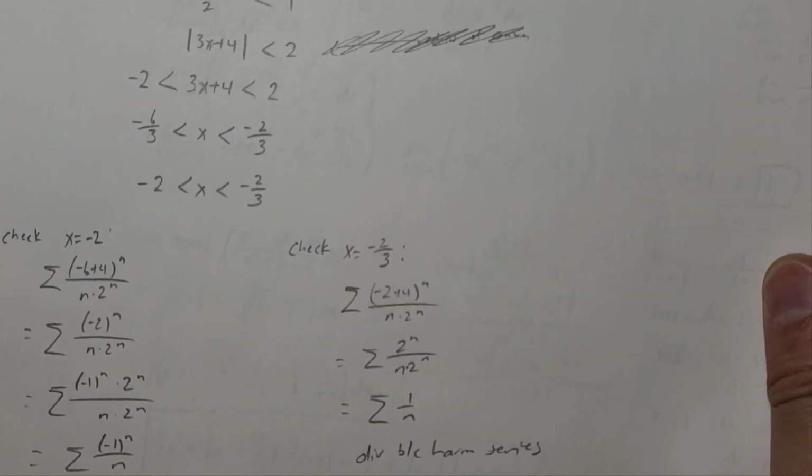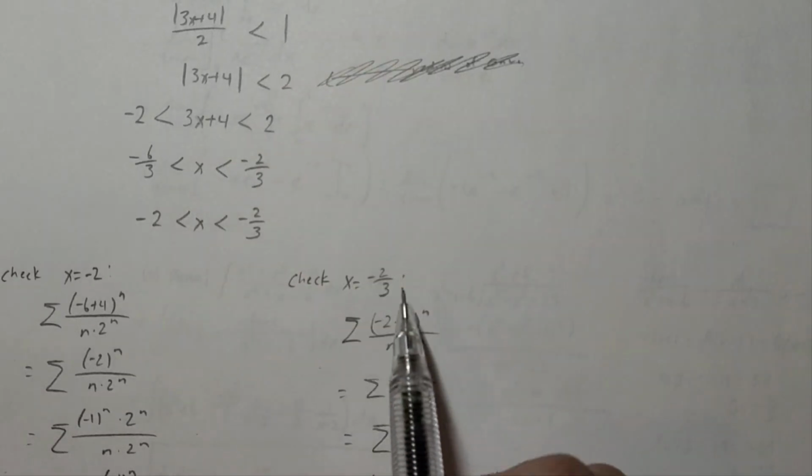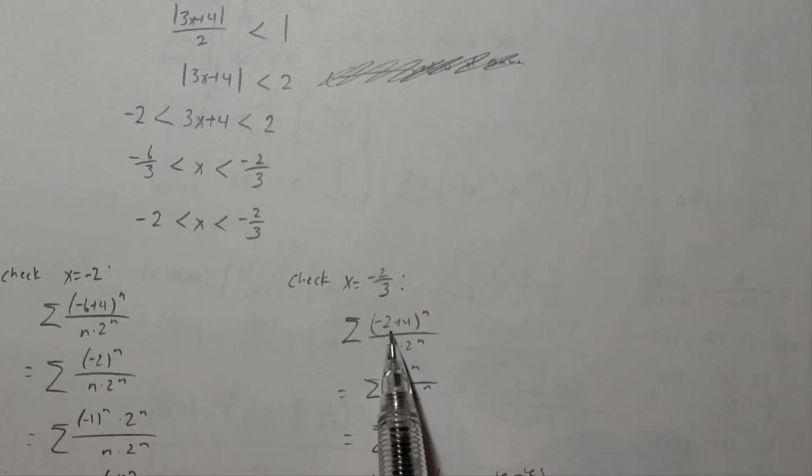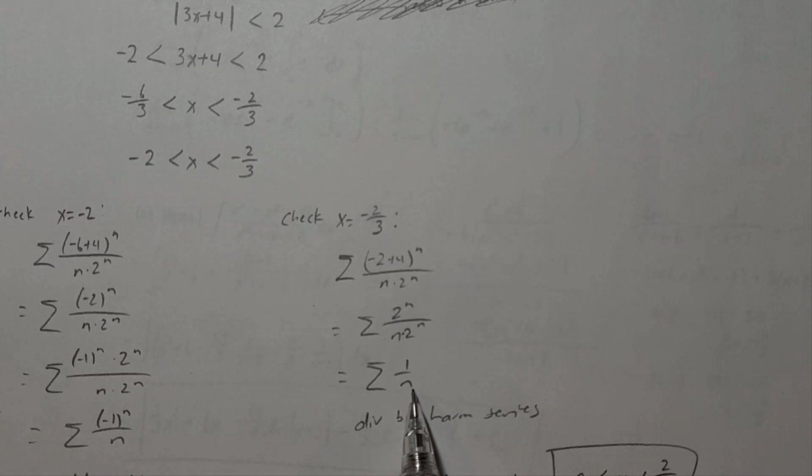Okay? Similarly, the other endpoint, when x is -2/3, we plug that back into the original series. We would get (-2 + 4)^n over n times 2^n. Okay, simplify. This is 2^n. They cancel, so you're left with 1 over n. This is clearly divergent because this is the harmonic series.